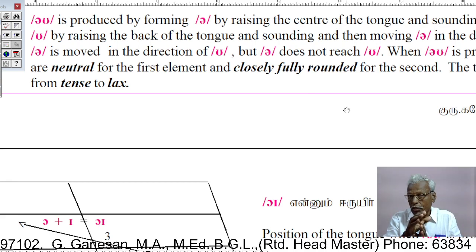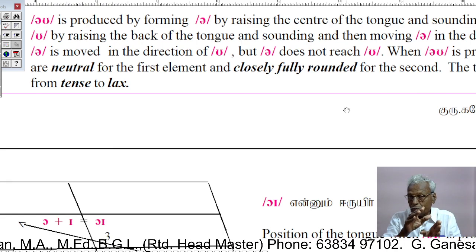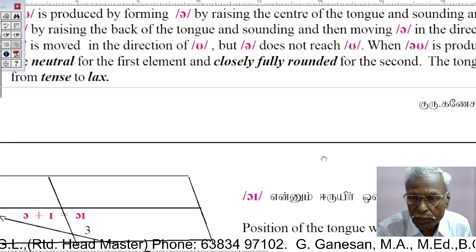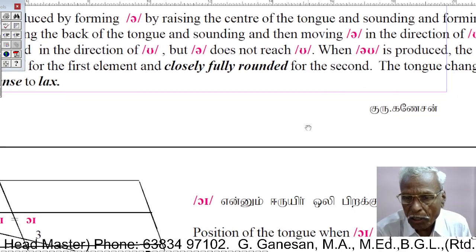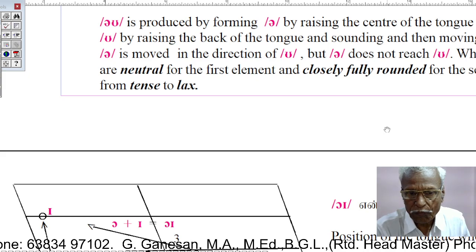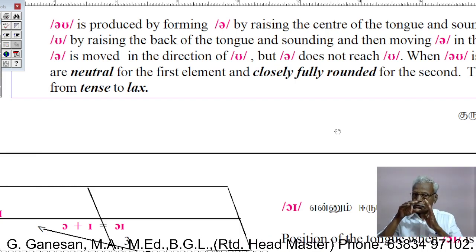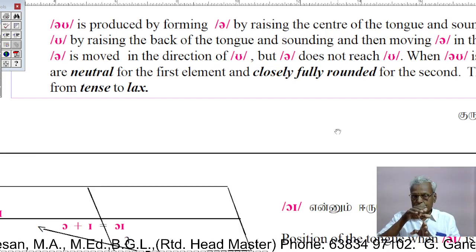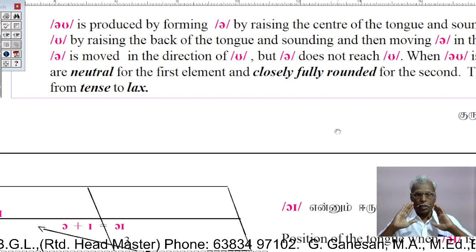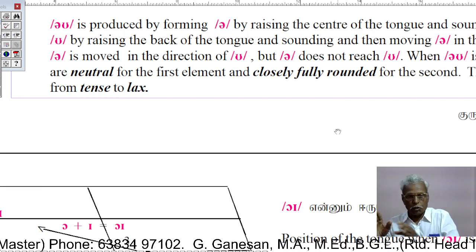Here we have to listen carefully. It is moved in the direction of U, but does not reach U. Let us see the tongue and lips positions. When it is produced, the lips are neutral for the first element and closely fully rounded for the second element. That is, the lips are neutral for the first element, but when U is produced, the lips are closely fully rounded.